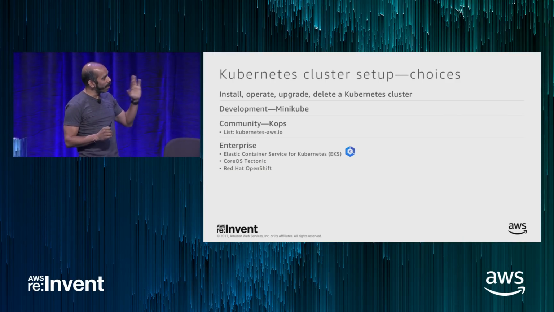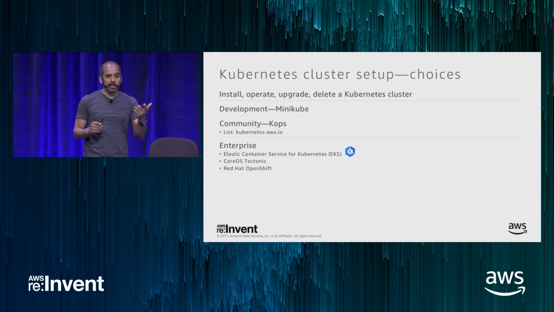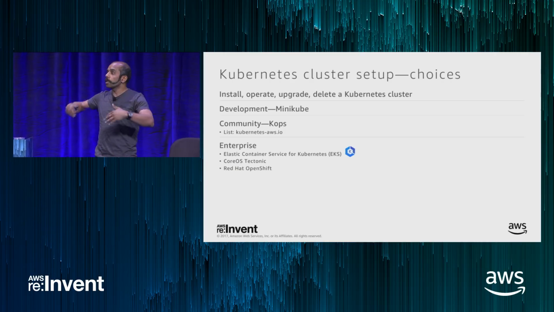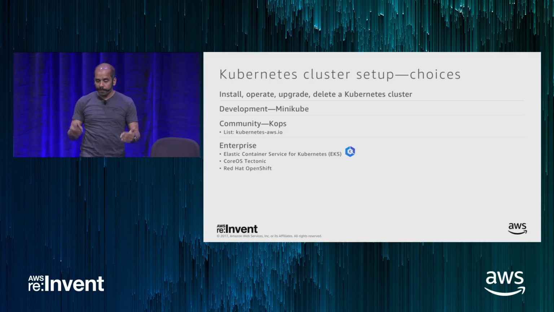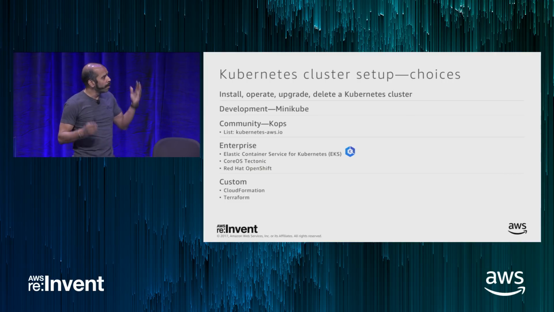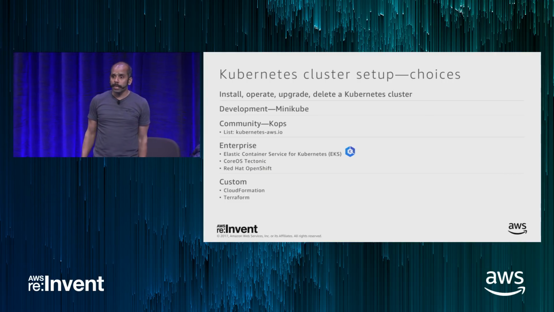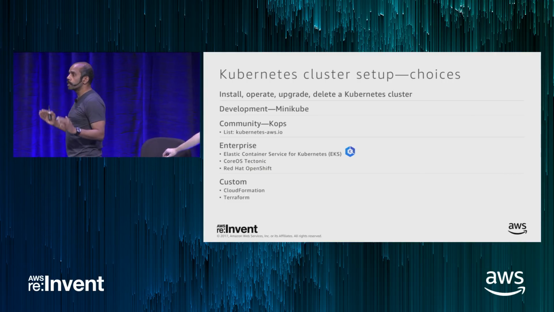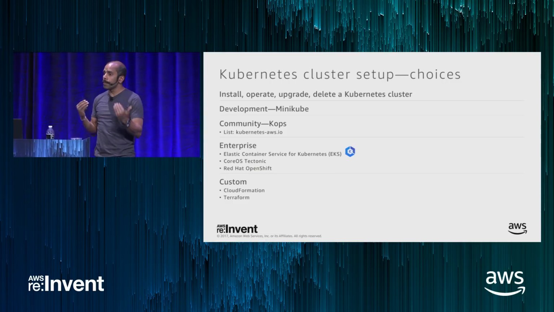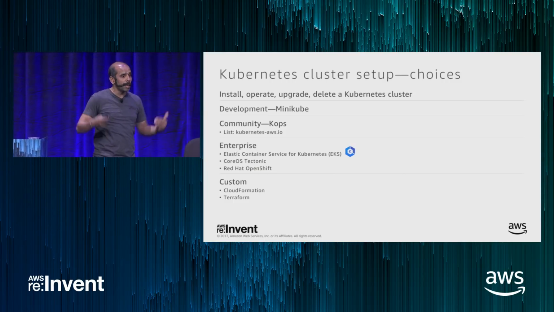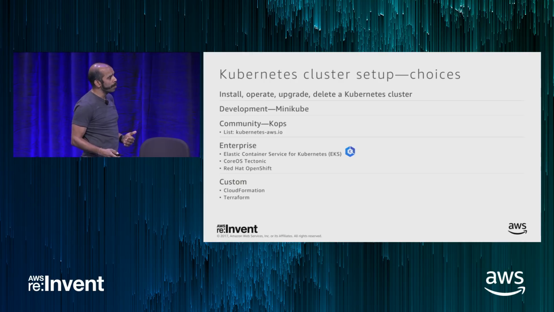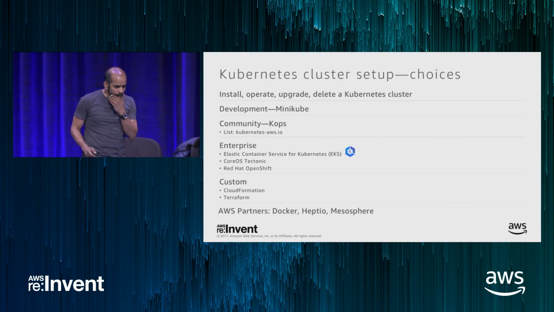Anyway, there are other options as well: CoreOS, Red Hat OpenShift. The star really indicates that Red Hat has built a lot of tooling in an opinionated way on top of the Kubernetes platform. And then, of course, there are CloudFormation and Terraform, whole different ways by which you can create a Kubernetes cluster. It really depends on what your need is, but there's a wide variety of choices for how you can set up a Kubernetes cluster on AWS.